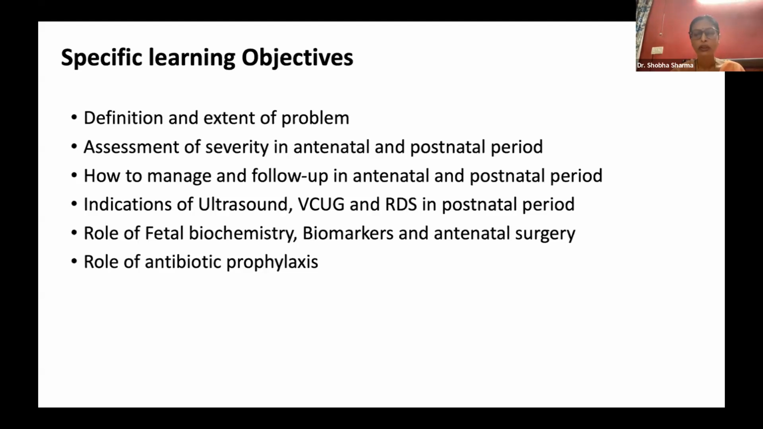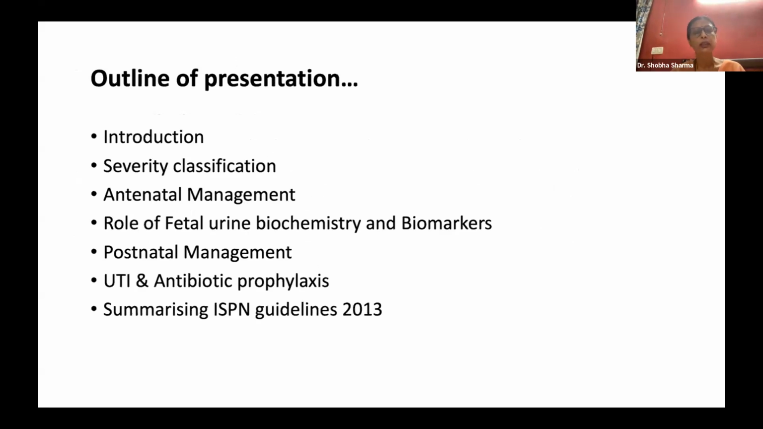So to have all this, we'll cover it under the following sections: introduction, severity classification, antenatal management, role of fetal urine biochemistry and biomarkers, postnatal management, and antibiotic prophylaxis and the incidence of UTI. And finally, instead of take-home message, I'll be summarizing the ISBN guidelines, which were last proposed in 2013.